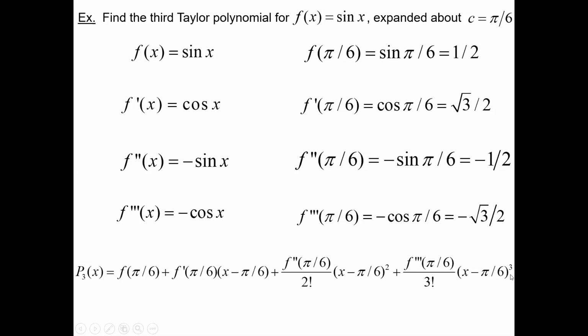And by the way, I just realized I said we'd see a pattern and we'd start over, and we could keep going. But they did ask us for the third Taylor polynomial. That means the third degree. So since this is my third degree term, that's where I'm going to stop my polynomial.